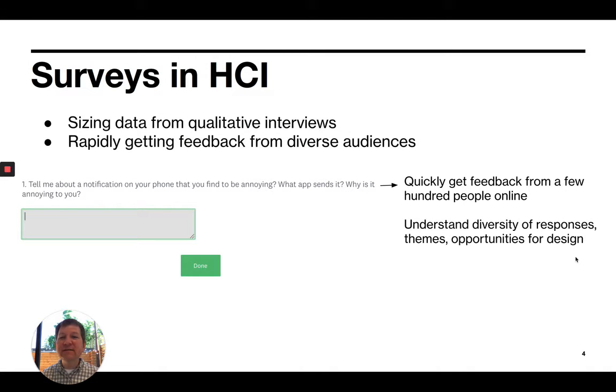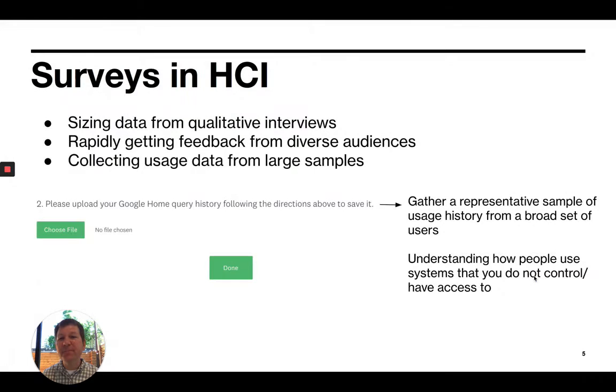You also might do a survey to rapidly get feedback from diverse audiences. So you might put an open-ended question like this about notifications out to a group of people, and you want to quickly get feedback from a few hundred people to see the diversity of responses that you get, some themes, some opportunities for design, and just quickly get feedback from a lot of different people.